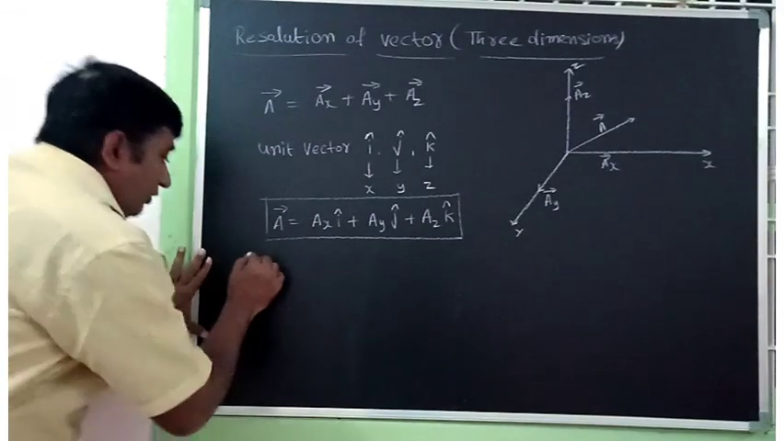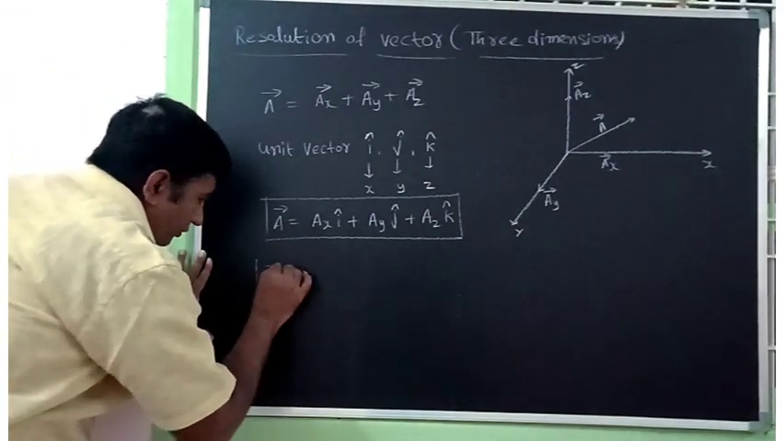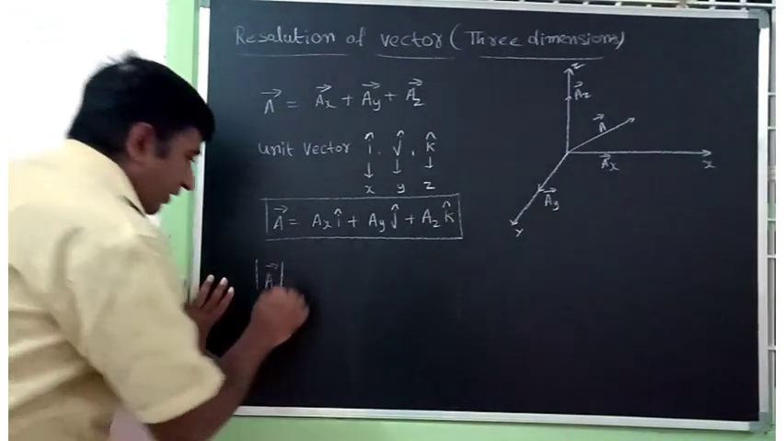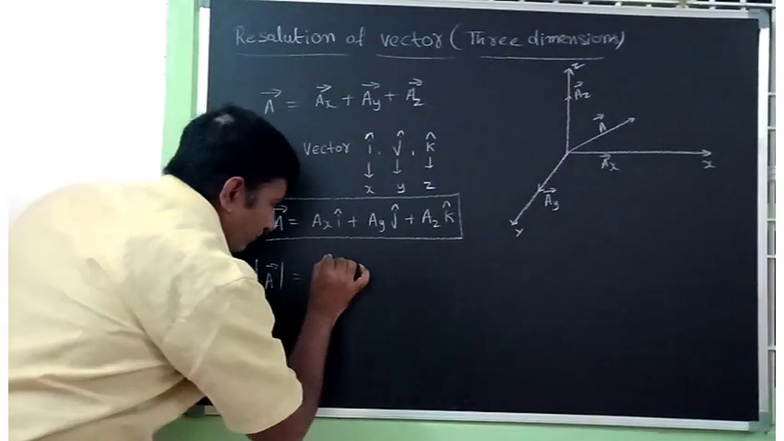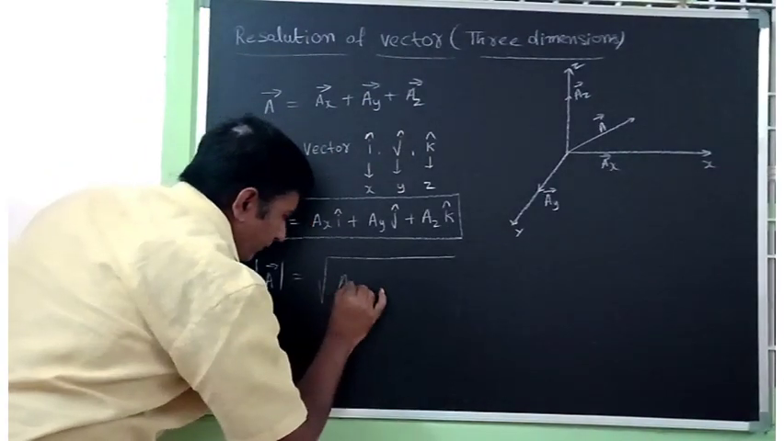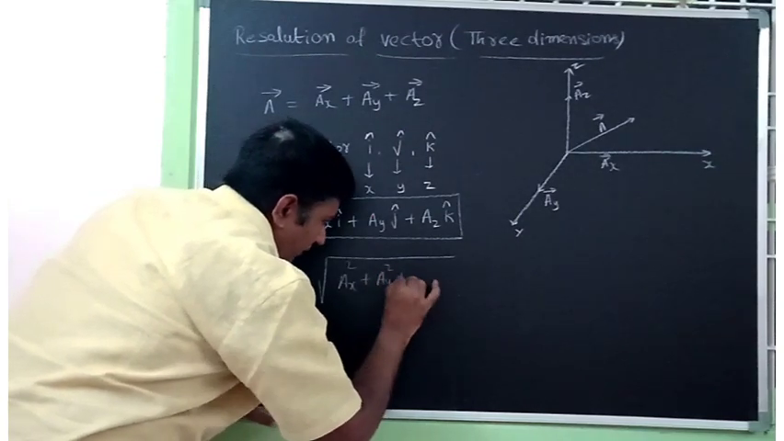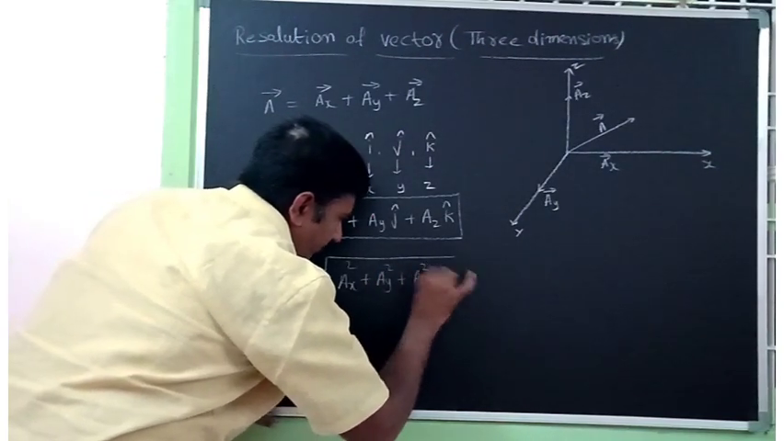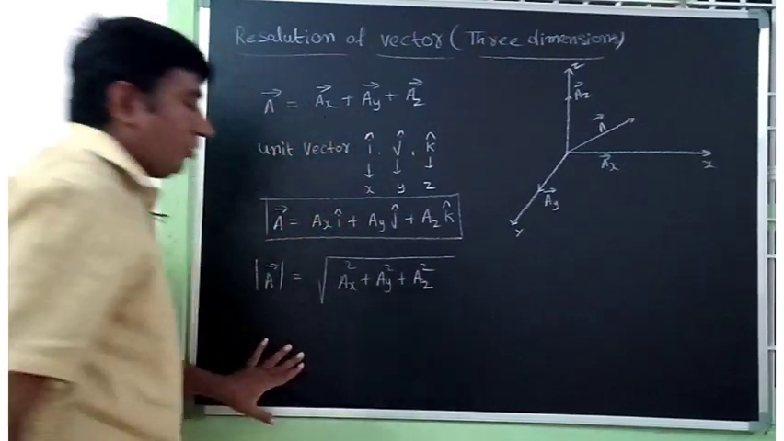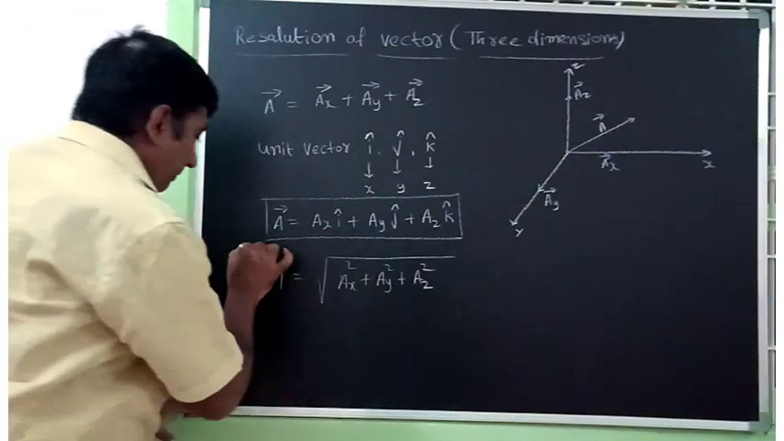So what about its magnitude? The magnitude of A vector is equal to the root of AX square plus AY square plus AZ square, which we are going to get. So this is the magnitude.